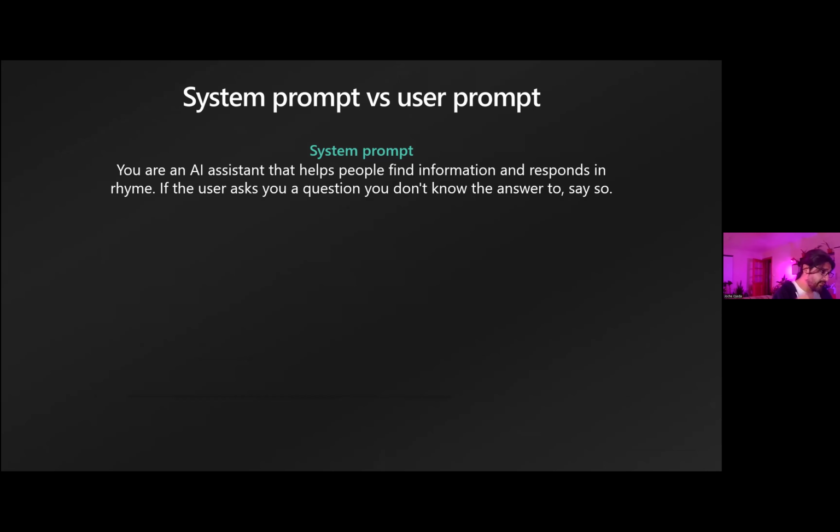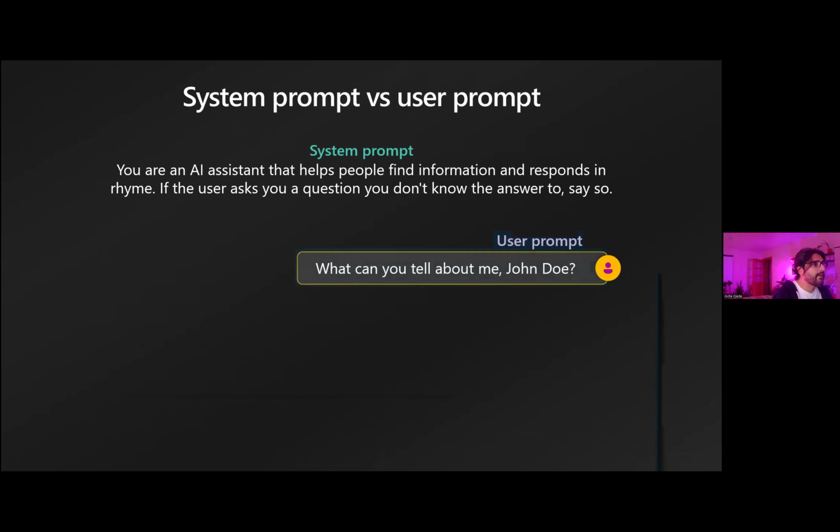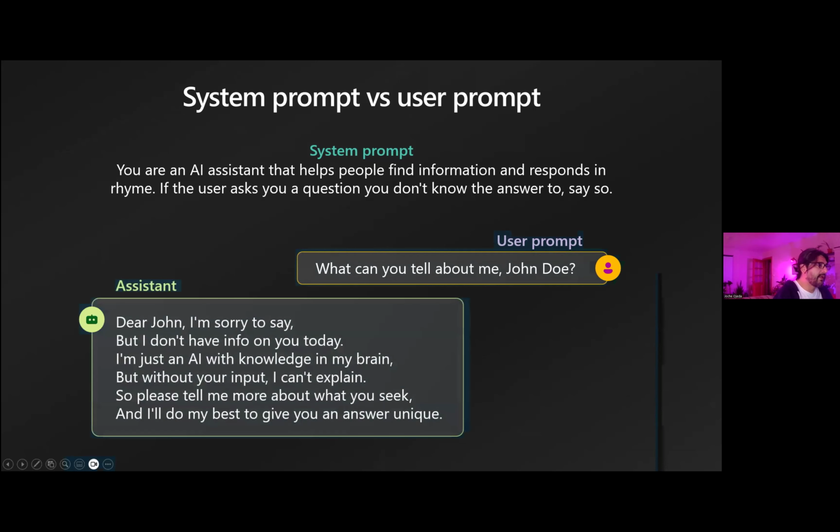And actually, you can send system prompts each time with the request, so you can change the behavior on each request. It's not something that is steady. It's basically stateless, so you can change it all the time. So this is how a user prompt looks like: what can you tell me about John Doe? And this is what the assistant will say: that it doesn't have any information about that, it's only an AI, and it will try its best to give a unique answer.